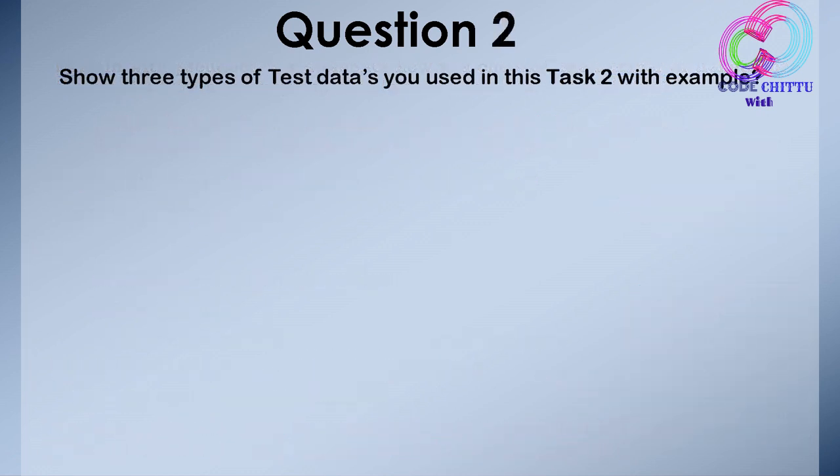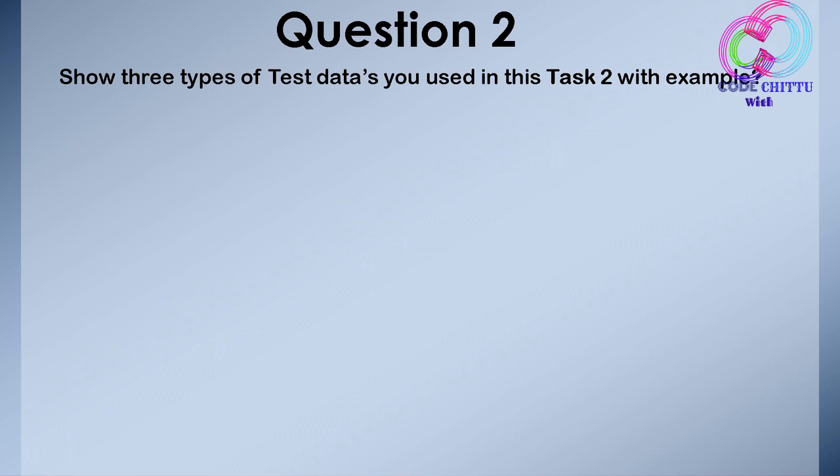in the second question, show 3 types of test data you used in this task 2 with example. And in this you have to notice I clearly gave task 2, but I am going to explain only one part of task 2. This type of question is very regular, and you can find these questions in every question paper. In the prerelease material, definitely they will ask one question about the test data.